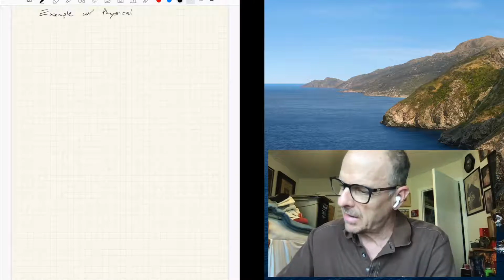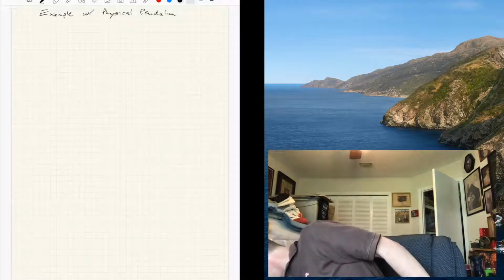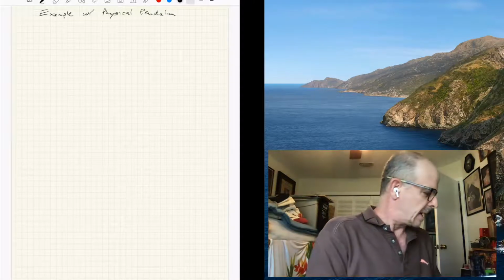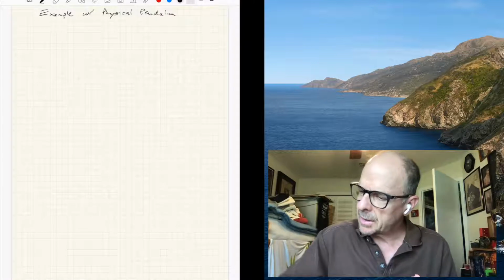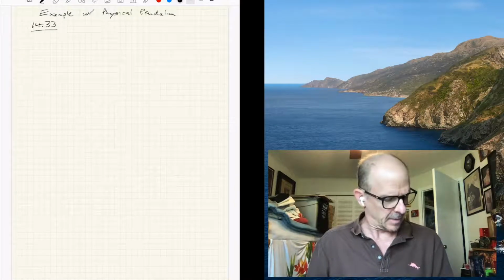I kind of hate that name. They're all physical. They're all real pendulums. This one is from the book, chapter 14, number 33. It's a 3-bar problem.